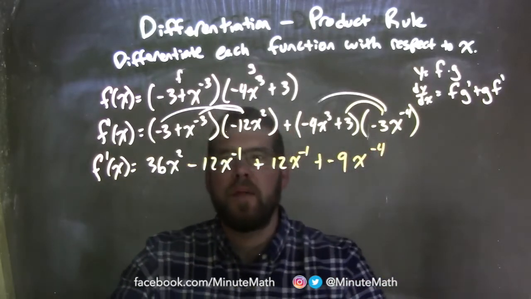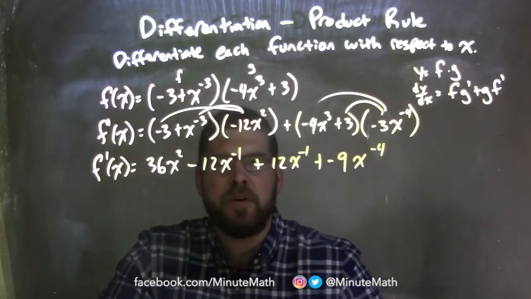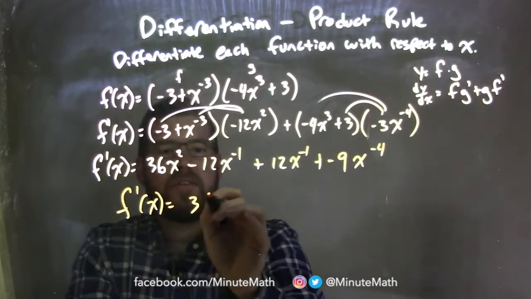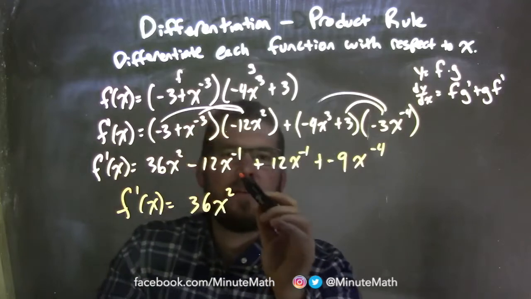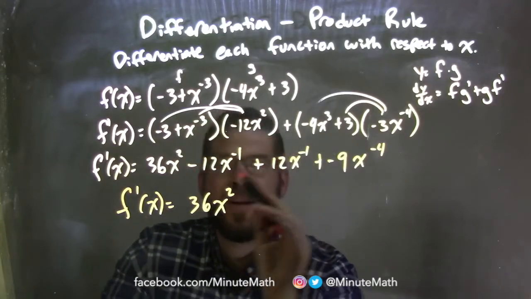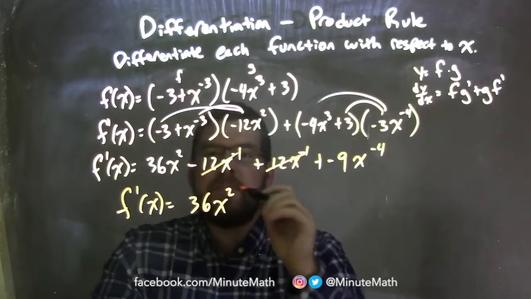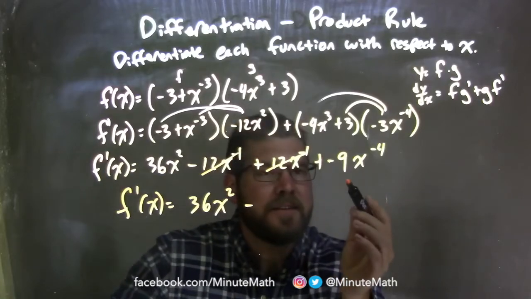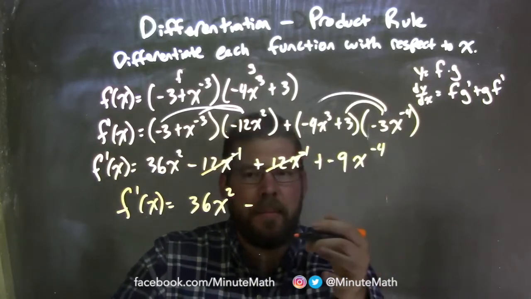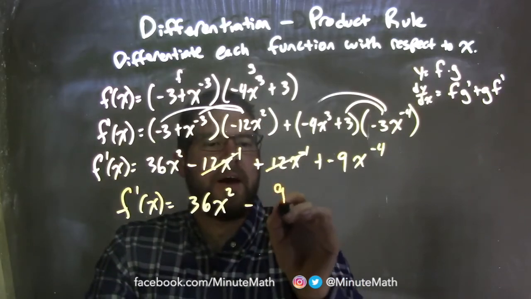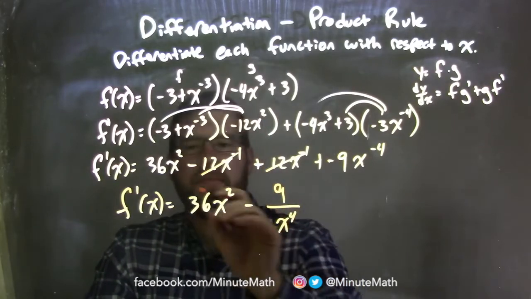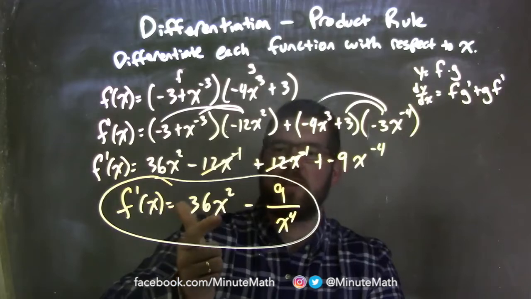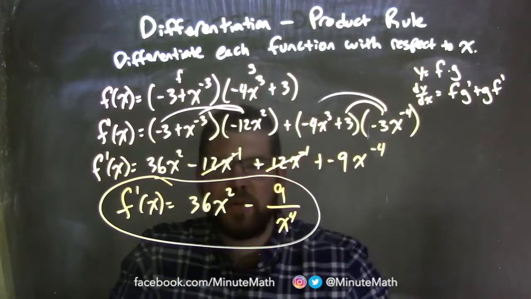Okay, so let's simplify this. Let's combine our like terms, put our highest degree first. Highest degree is x squared, I see. So we have f prime of x is equal to 36x squared. Then we have a negative 12x to the negative 1 and a positive 12x to the negative 1. They cancel each other out, right? So we just get 0 there. And then we have subtracting 9 times x to the negative 4th power. Let's make that a positive exponent. So we have minus 9 up top over x to the positive 4th power. And there we have it. Okay? We have our derivative. F prime of x is equal to 36x squared minus 9 over x to the 4th.